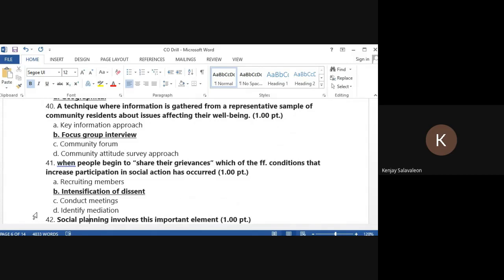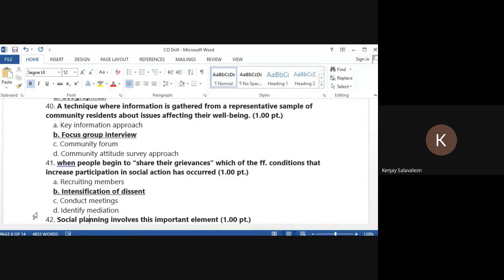The KII, or Key Informant Interview, or Key Informant Approach, is individual, no? You are interviewing different leaders individually, at different times. Okay. Community forum, you invite the public to express their concern about a specific problem. That's a forum. Community attitude survey approach, you are using a standardized form. That's the checklist. So that is also one.